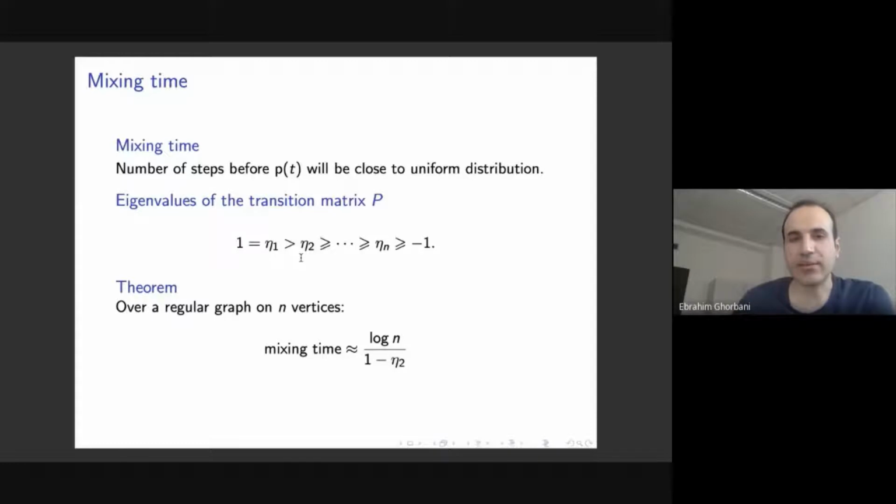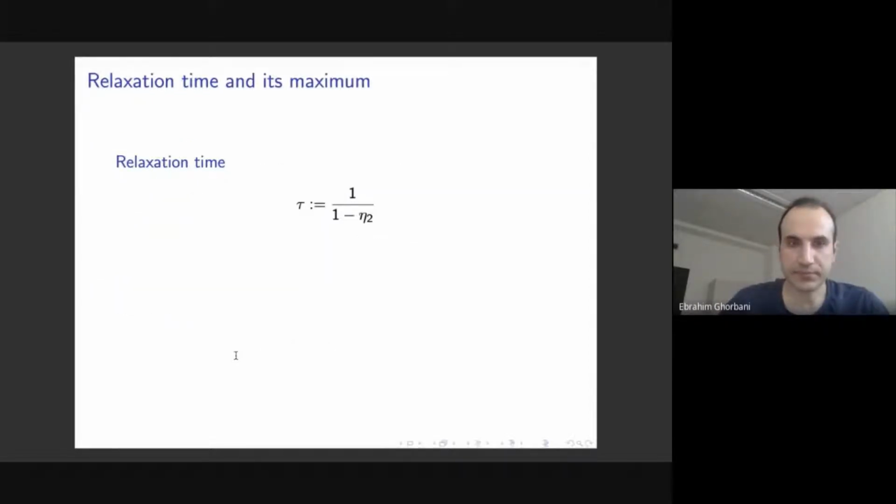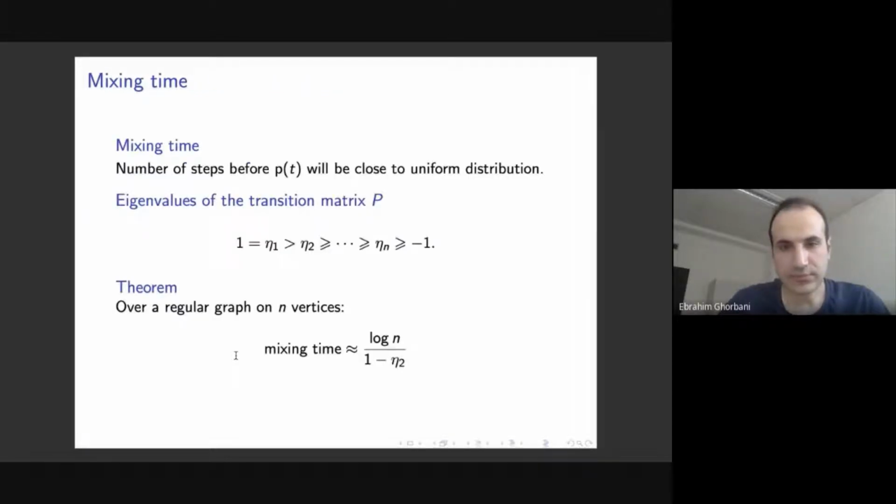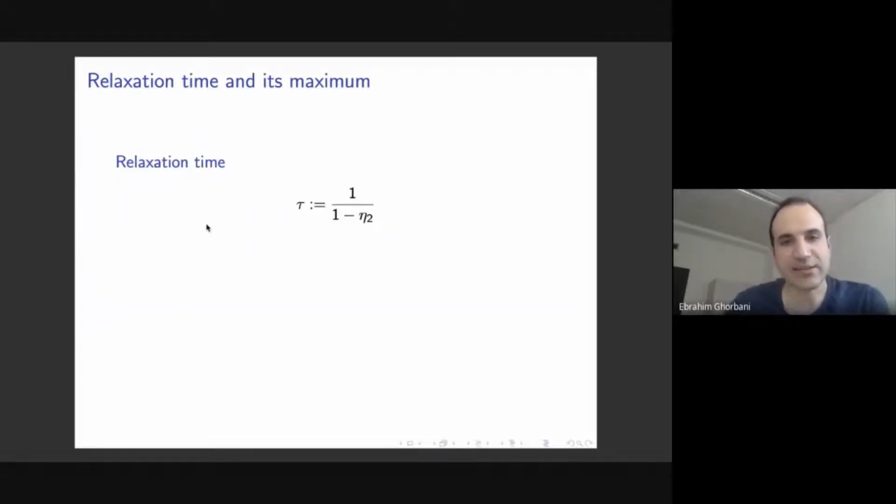So the mixing time, which is a parameter to control the speed of convergence of the random walk, is connected with the second eigenvalue of the transition matrix P by this relation that we see here. So this log n factor, if we just consider regular graphs with a fixed number of vertices, is the same. So what is important here is 1 over 1 minus eta 2 in this relation. This is called the relaxation time of the graph.